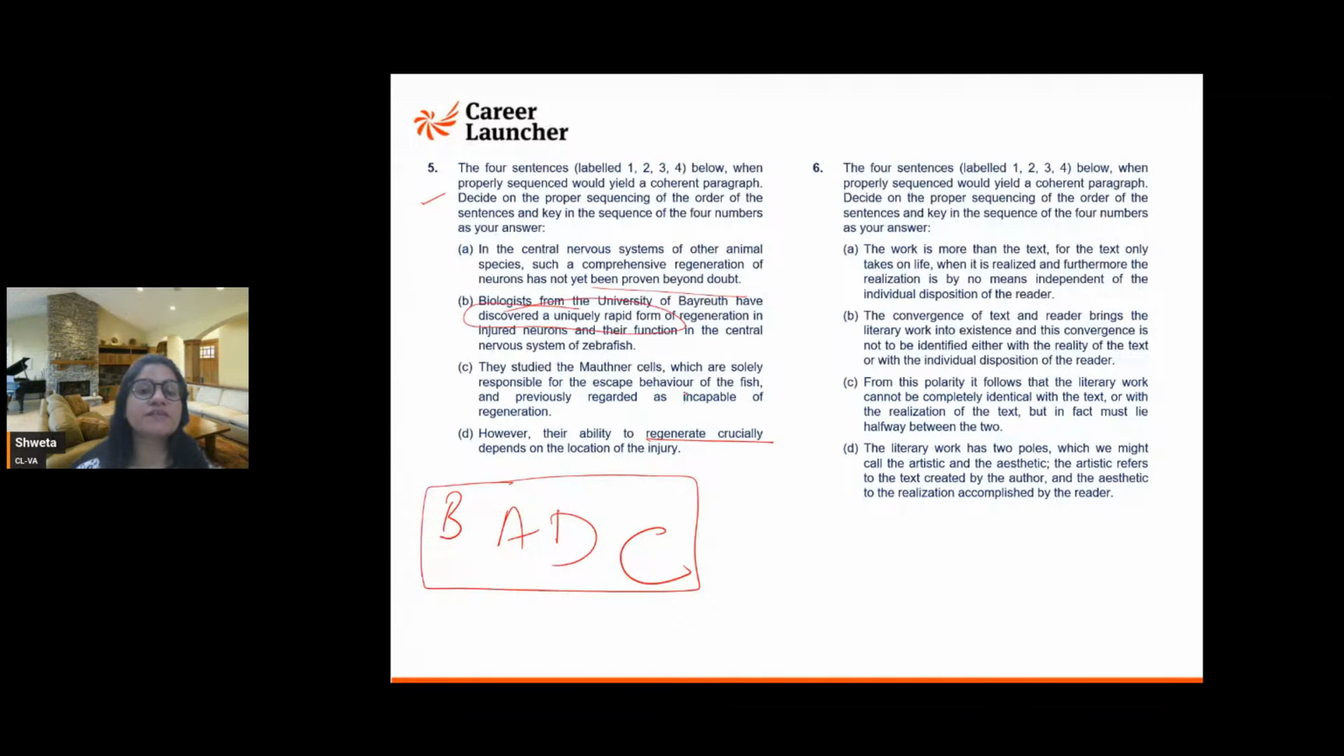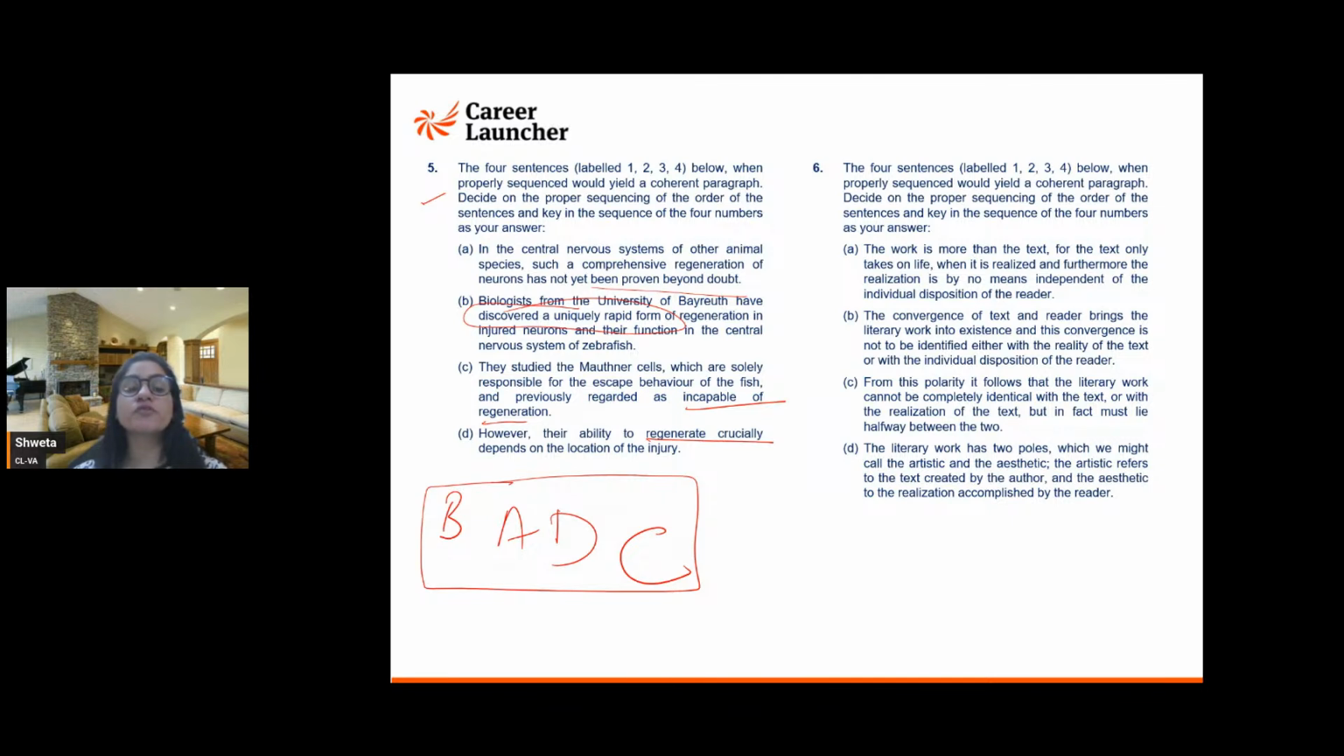Can we connect BCDA? It starts with B, biologists from the University of Beirut have discovered a uniquely rapid form of regeneration. They studied the motor cells, which are solely responsible. See, this is something we're talking about, regarded as incapable of regeneration. Okay, so regeneration has to be talked about only when we have talked about the central nervous system of other animals, such as comprehensive regeneration of neurons, have not been proven beyond doubt.